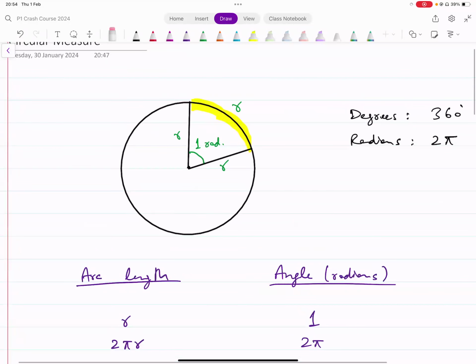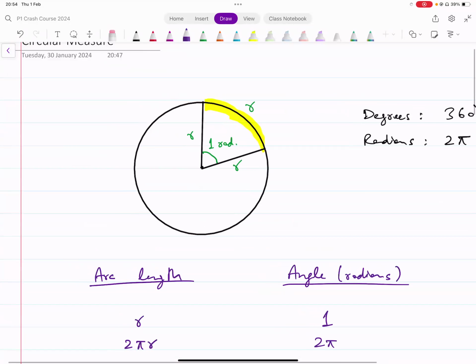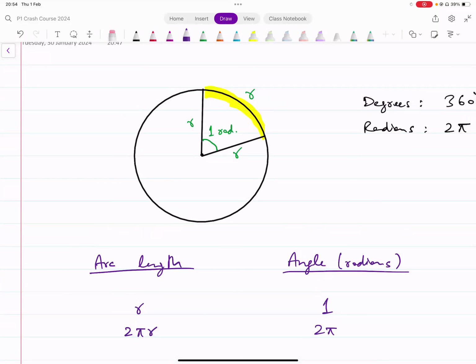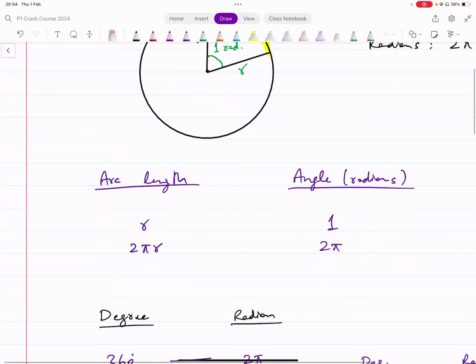What's the definition of a radian? This is also very important because this is the only thing for which they specifically say in the syllabus that you need to know the definition of a radian as well. You need to understand what 1 radian is. Let me actually write that here as well.